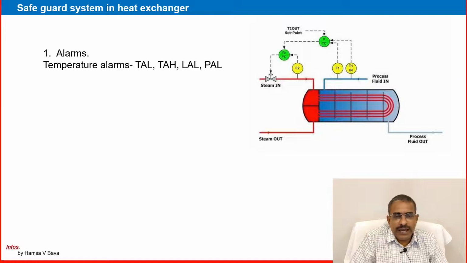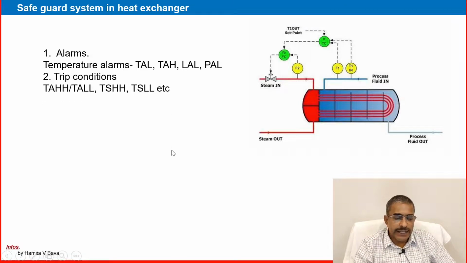So an alarm will not take any action. An alarm will annunciate and intimate the process operator, the control room operator and the field operator, and the control room operator has to take a proper decision to rectify the alarm condition and maintain the operation of the heat exchanger safely and efficiently. Another is the trip condition, where the normal operating value or set point deviates highly from the alarm set point range. It is going to either side.